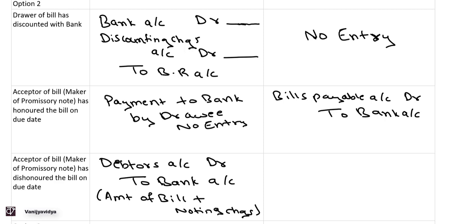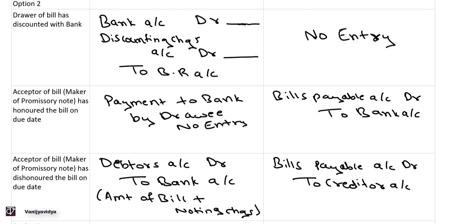Now in the case of the drawee, since the bill is dishonored, we have to cancel that. So the entry will be bills payable account debit to creditor account. So in the books of the drawee, the entry will be bills payable account debit to creditor account.